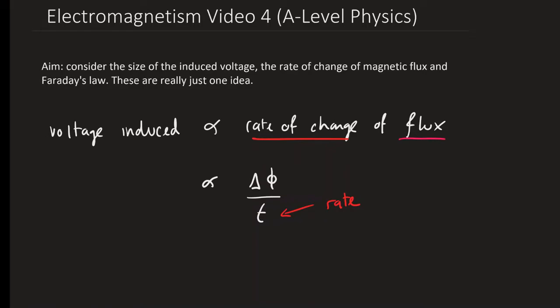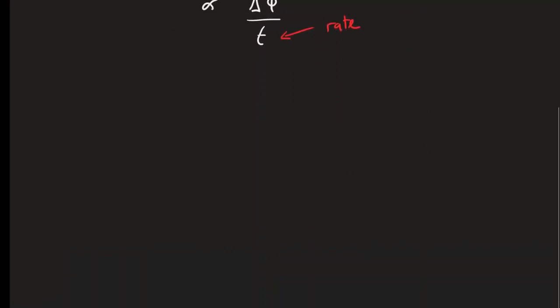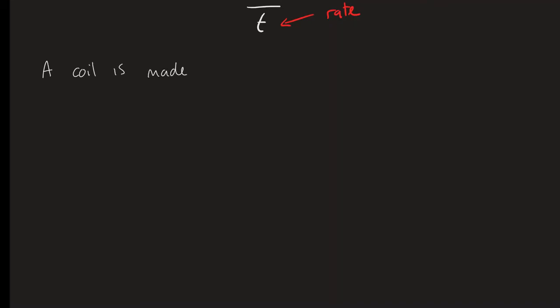There is one law in physics that brings these ideas together, and that's Faraday's law. It will take a bit of time to build up to that. So we need to consider a coil. A coil is made up of many loops, or people will say turns of wire.